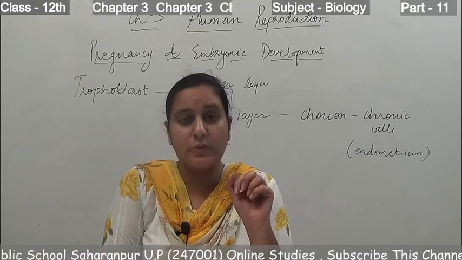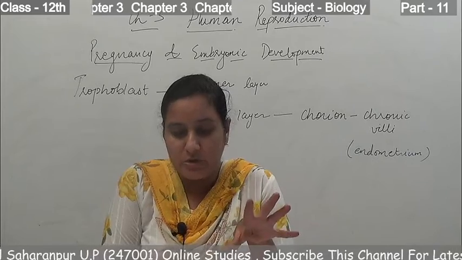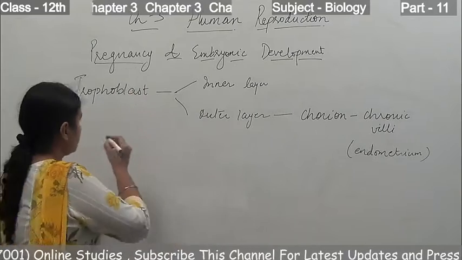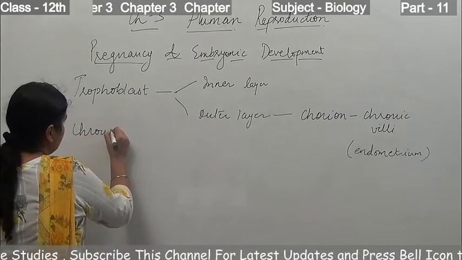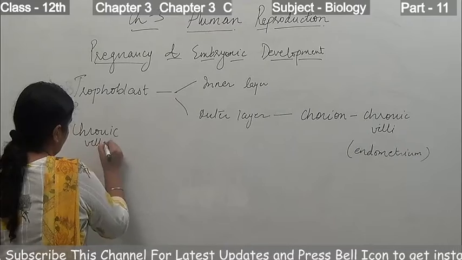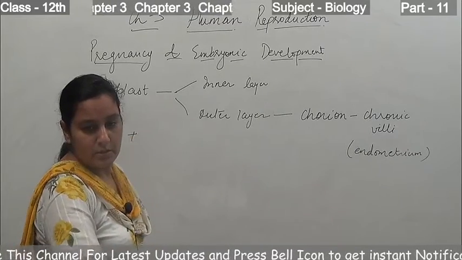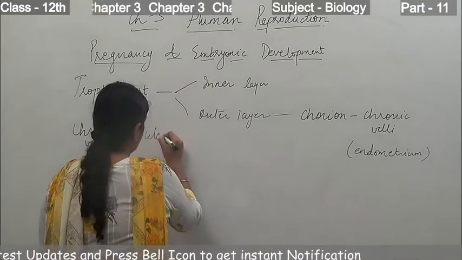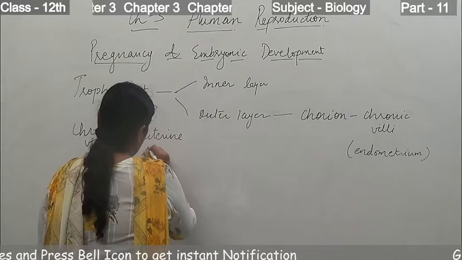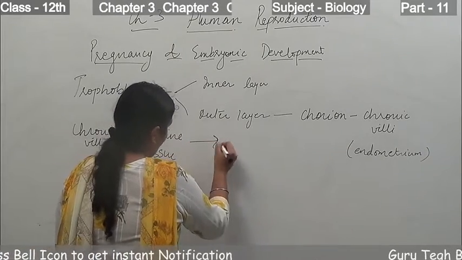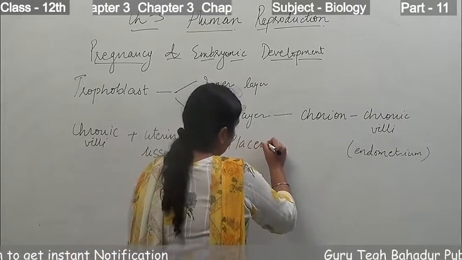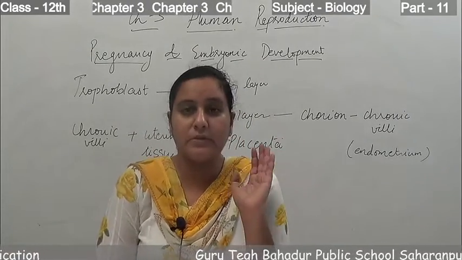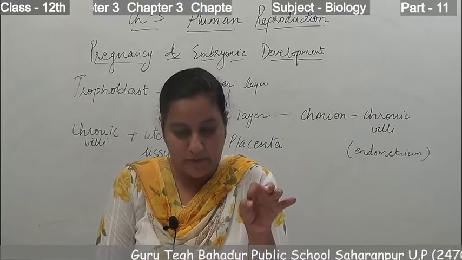That forms the structural and the functional unit between the developing embryo and the maternal body, which is called the placenta. So this chorionic villi plus uterine tissue forms the placenta, that is the structural and functional unit between the developing embryo and the maternal body.